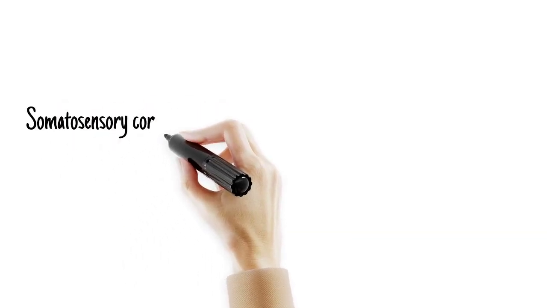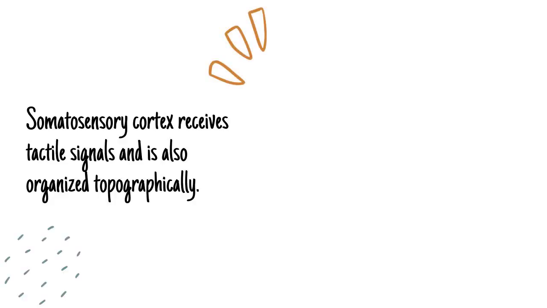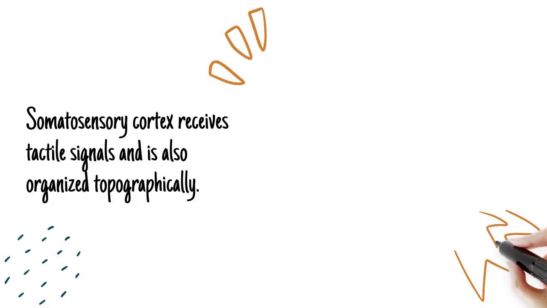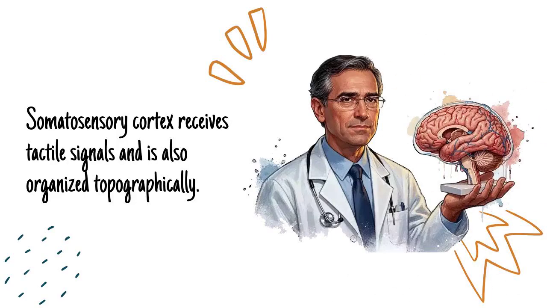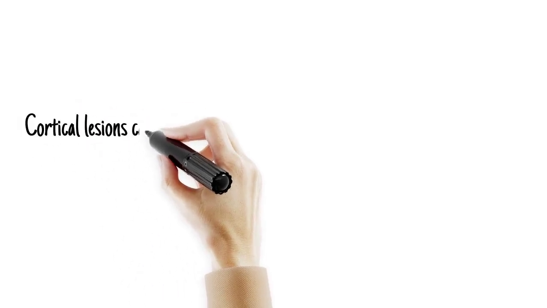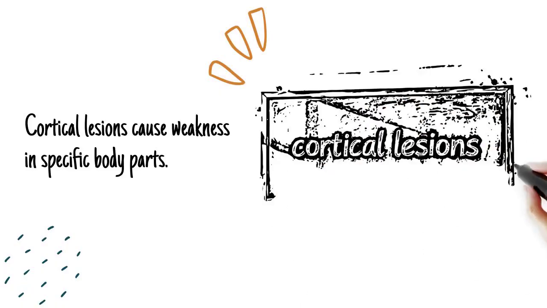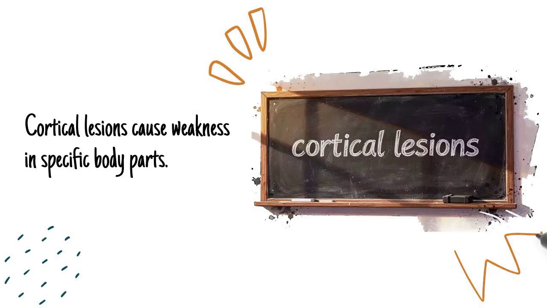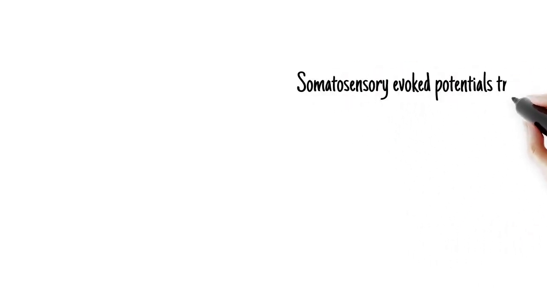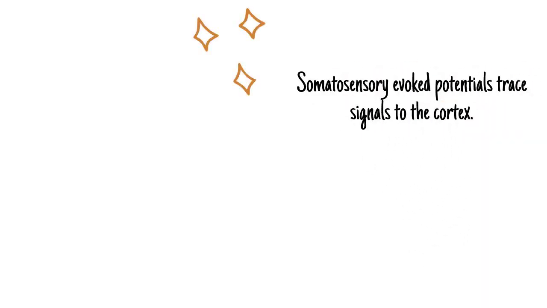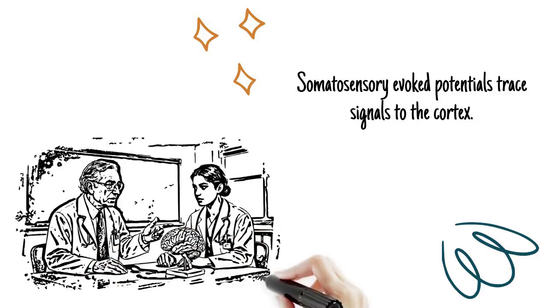In the postcentral gyrus, the primary somatosensory cortex receives tactile and proprioceptive input from the contralateral body and is organized topographically in a way similar to motor cortex. The motor cortex is organized by body region, so cortical lesions can produce weakness in specific body parts depending on which mapped area is affected. Somatosensory evoked potentials track signals from peripheral nerve to dorsal columns, medial lemniscus, thalamus, and then the contralateral somatosensory cortex.